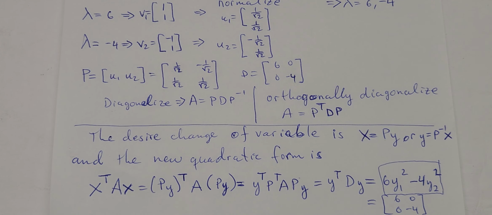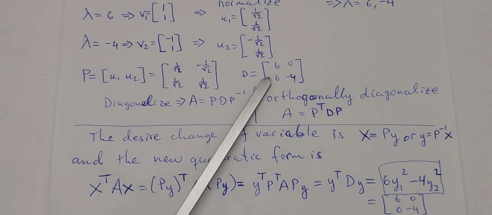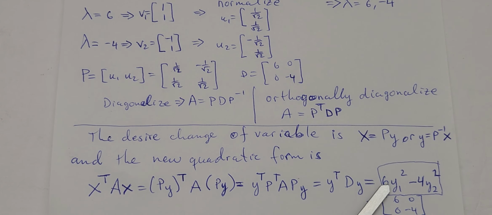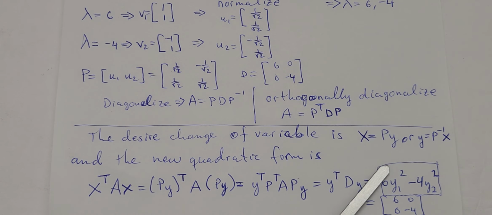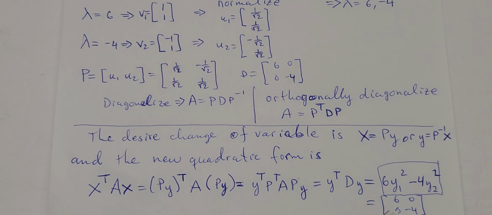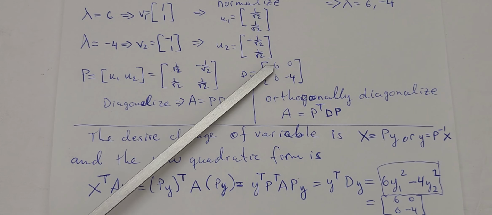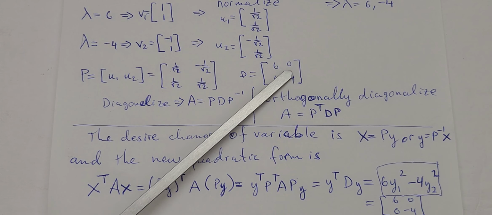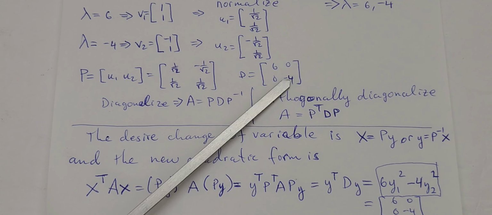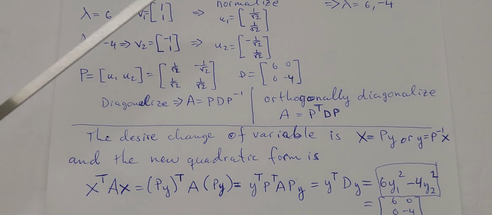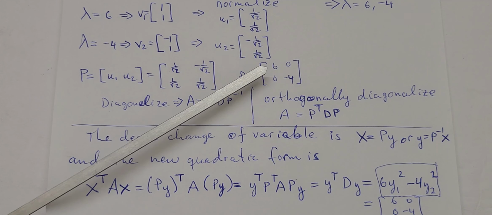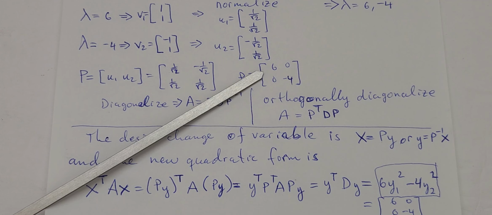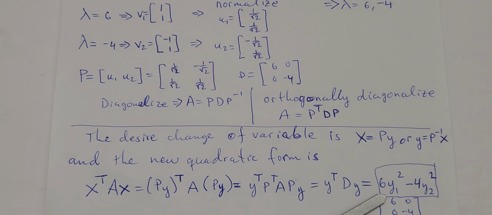Okay, so one more time. You're going to take the eigenvalue matrix and write it as 6y1 squared minus 4y2 squared. So it's just this spot right here. This is y1, and this spot will be y2. That's all they're asking us to do, is to write the diagonalized matrix that has the eigenvalues into the y form. Instead of x, we use y form.